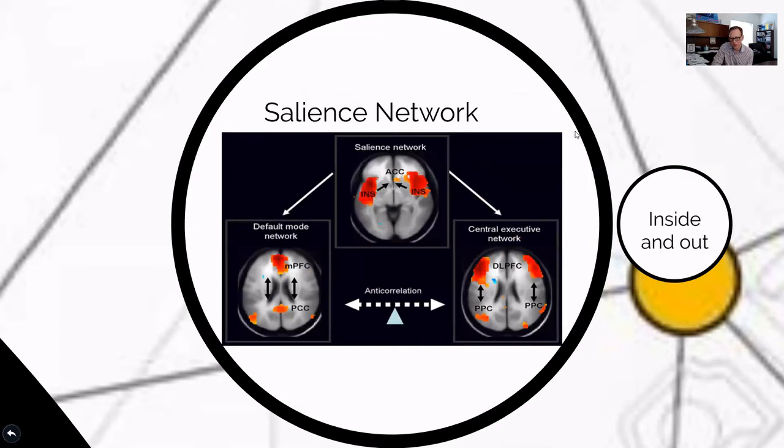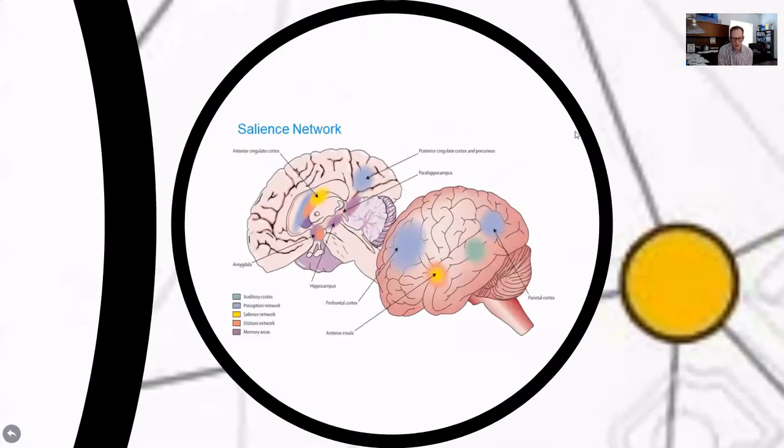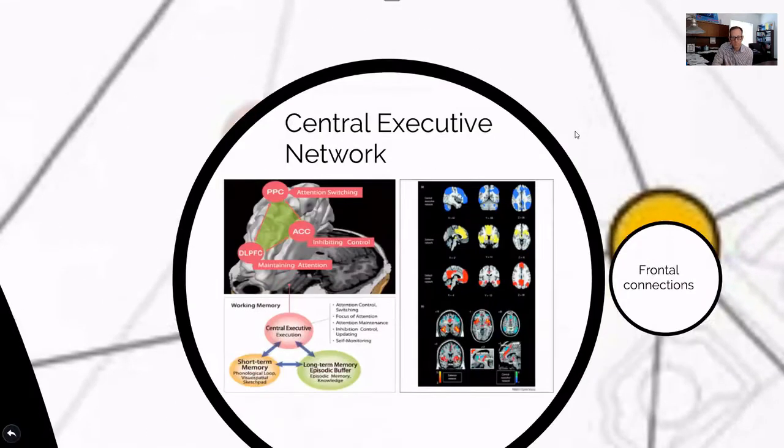So the salience network tells us what's important, what we need to do, what we need to act on, what we need to focus on. The central executive network tells us how to act on those things. The default mode network tells us when not to act and when to be calmer. If we look at the salience network from an internal and external view, you can see the insula and the prefrontal cortex and the cingulate gyrus, and those are the regions involved in that network.